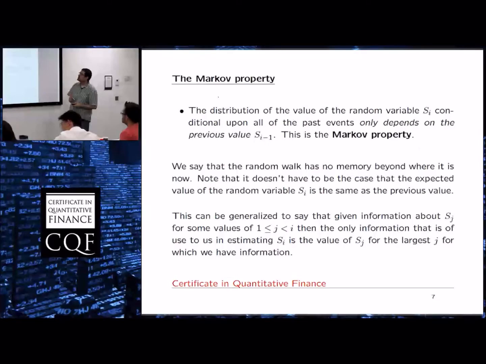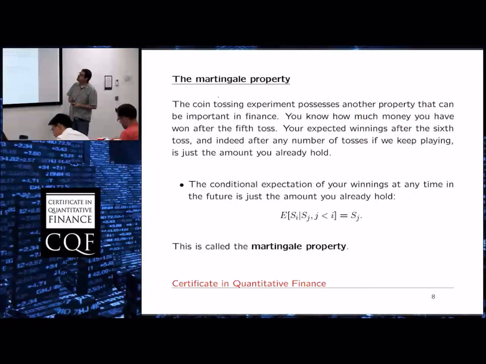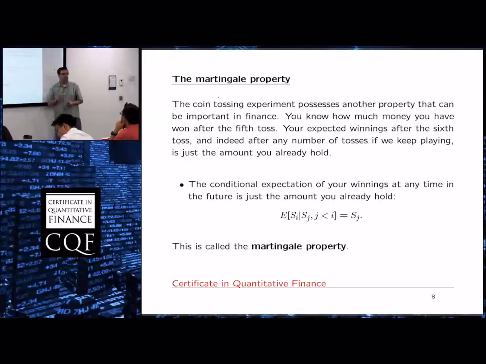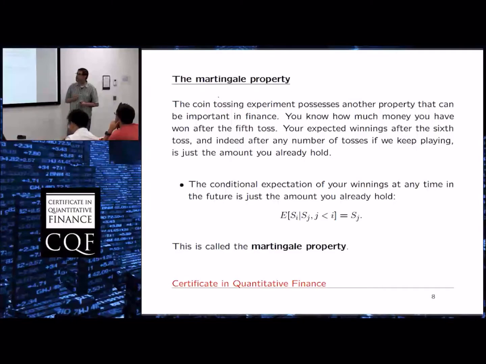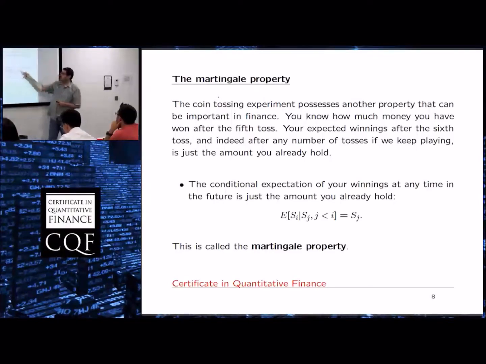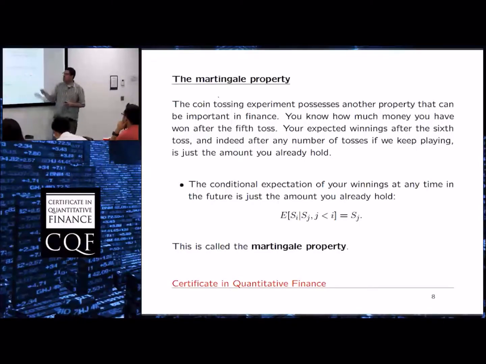Right, so let's have a look at this. It says here that the coin tossing experiment possesses another property that can be important in finance, and it's actually the cornerstone of finance when it comes to pricing derivatives. It's going to be very, very important. So here we go. It says that the conditional expectation of your winnings at any time in the future is just the amount you already hold.